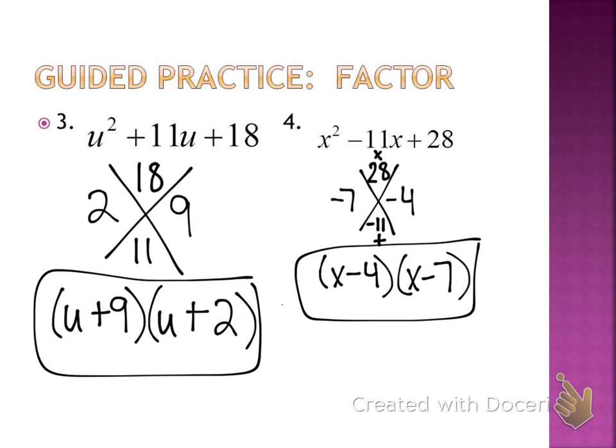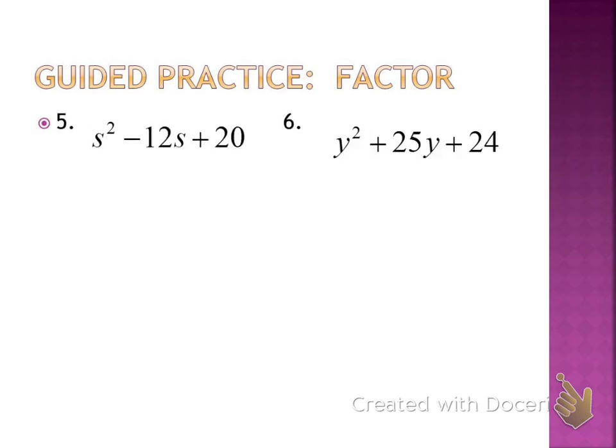Questions, concerns? Are we sure? Okay. On number 5, who wants to set up my whole entire X for me? Ellie? 20 on the top, -12 on the bottom, and -2 and -10 on the sides. Beautiful. Okay, we're multiplying to positive 20, adding up to -12. The 2 numbers that do that are -2 and -10.